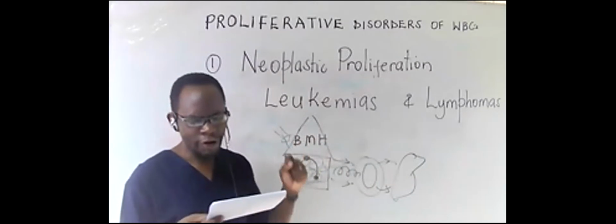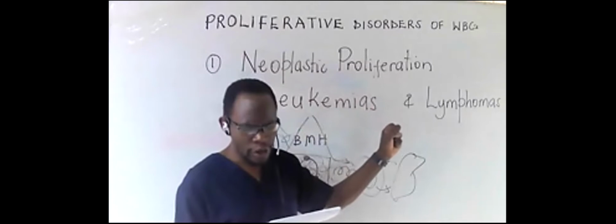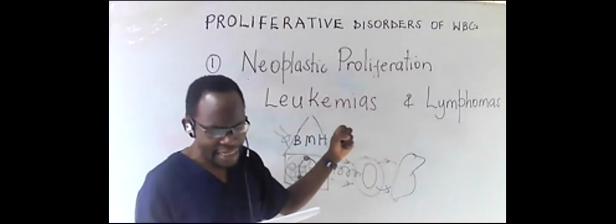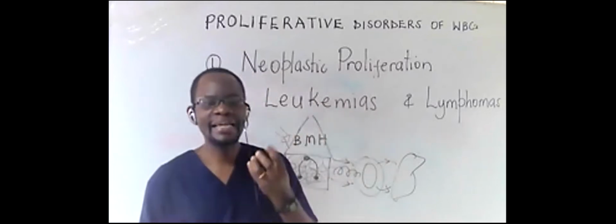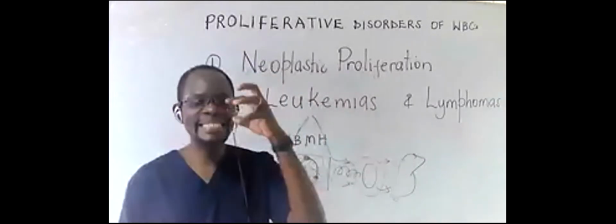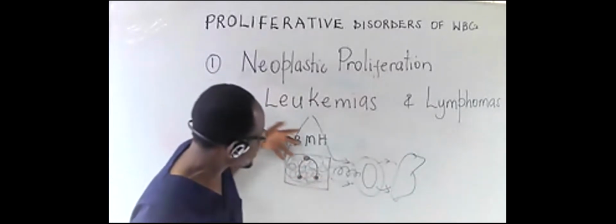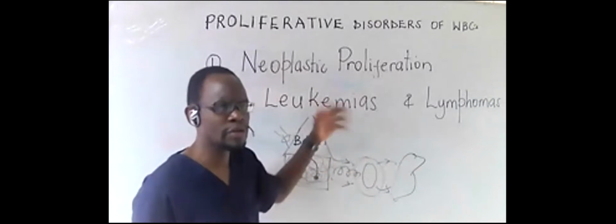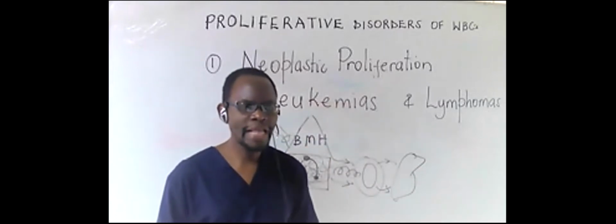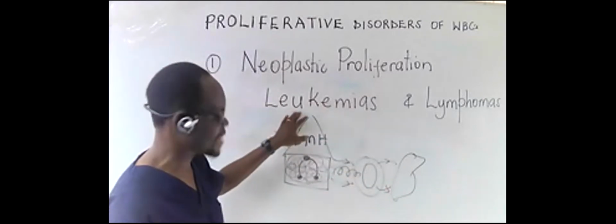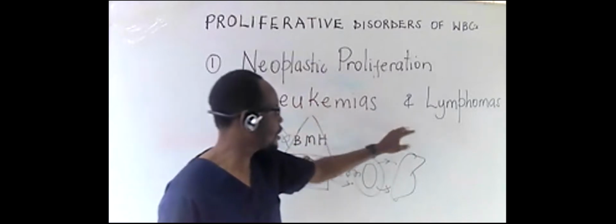They form discrete masses within the bone marrow, within the lymph nodes, and basically they are discrete masses like butter. In other words, they form masses. While leukemias diffuse throughout the body and the blood circulation. So that is the main difference between lymphomas and leukemias.